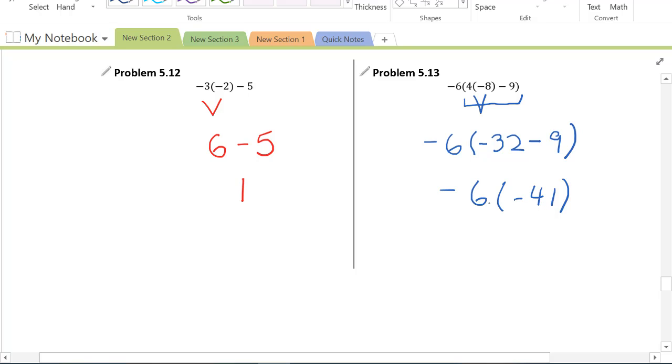Okay, and now we're going to do -6 times 41. So let's do that on the side over here. 41 times 6, okay, that's going to give us 246. Then negative times negative turns into positive, so the answer is going to be positive 246. All right, let's take a look at the next one.